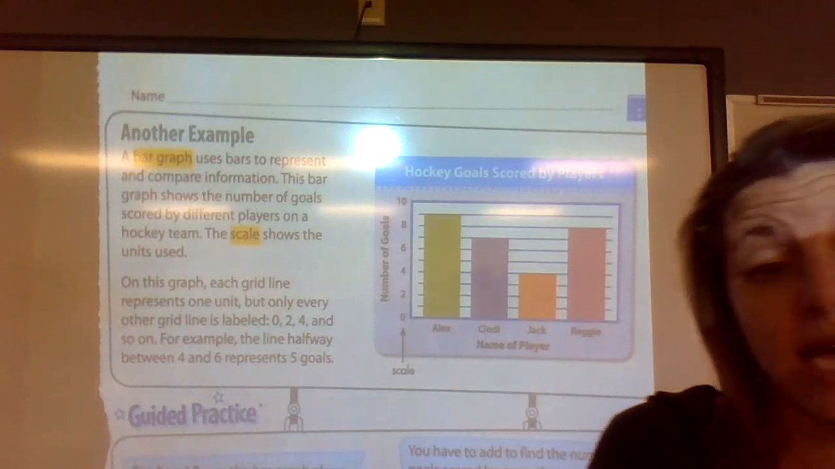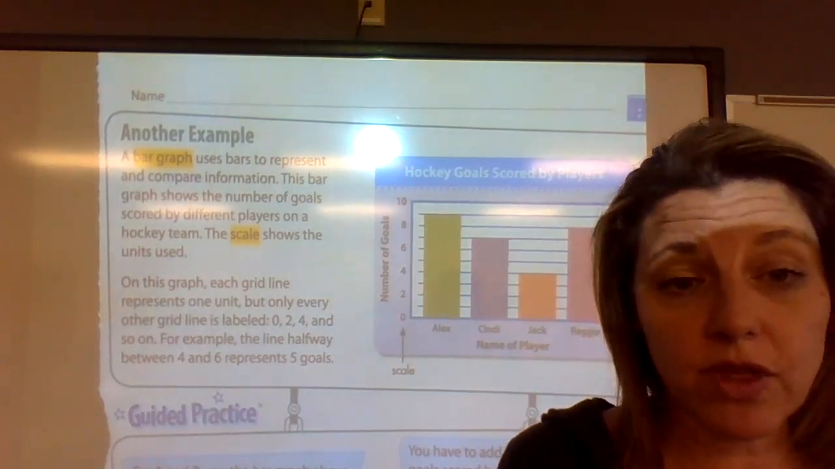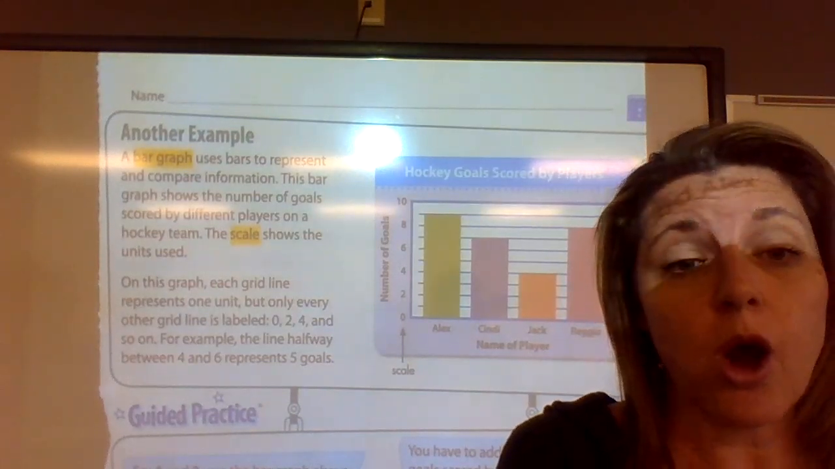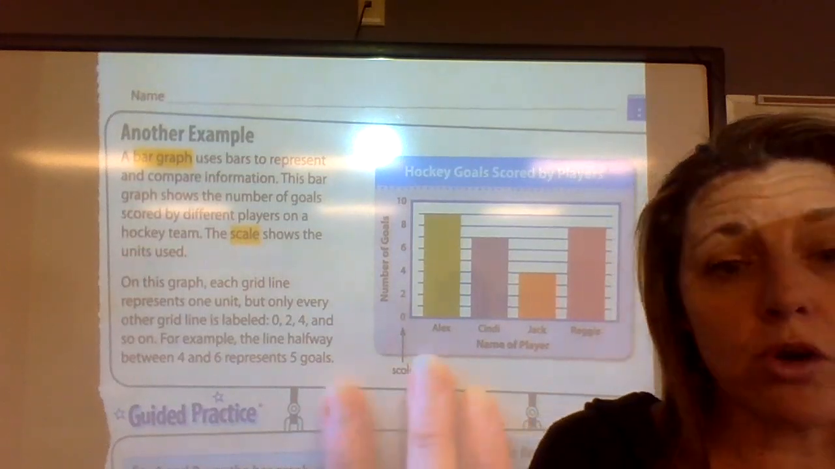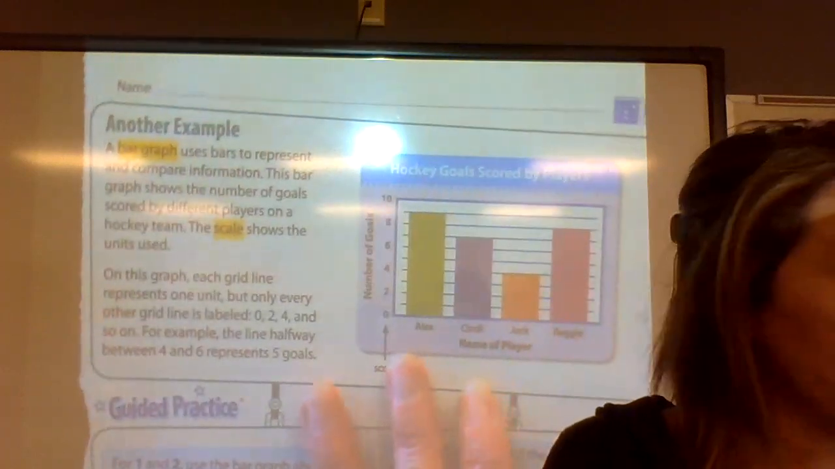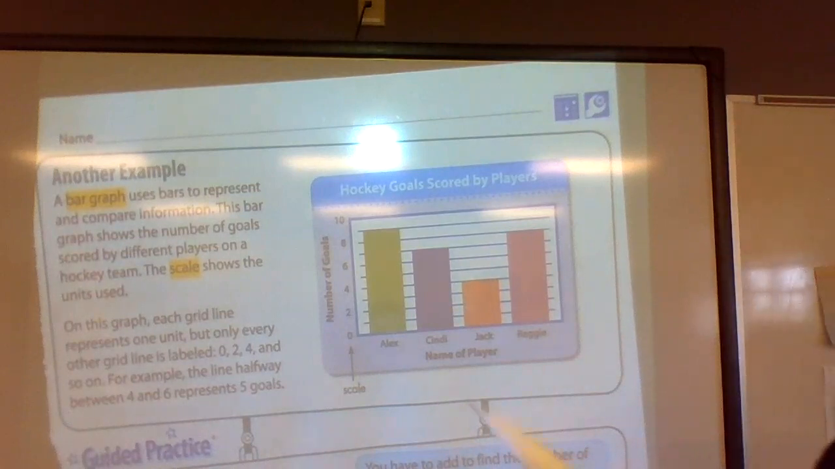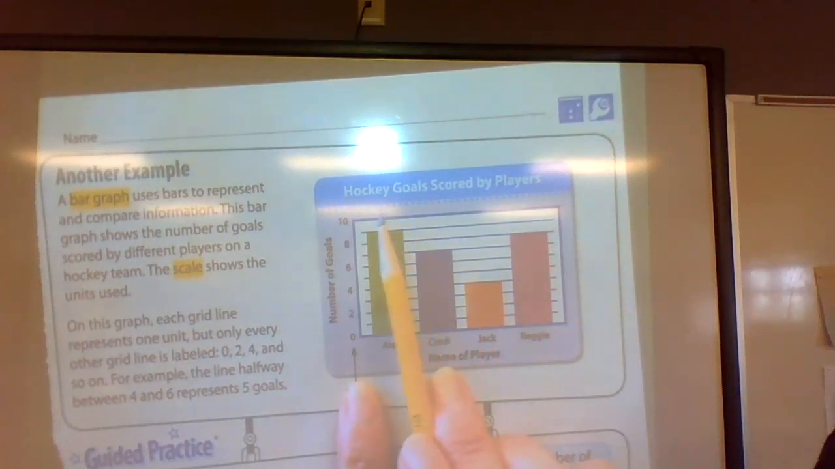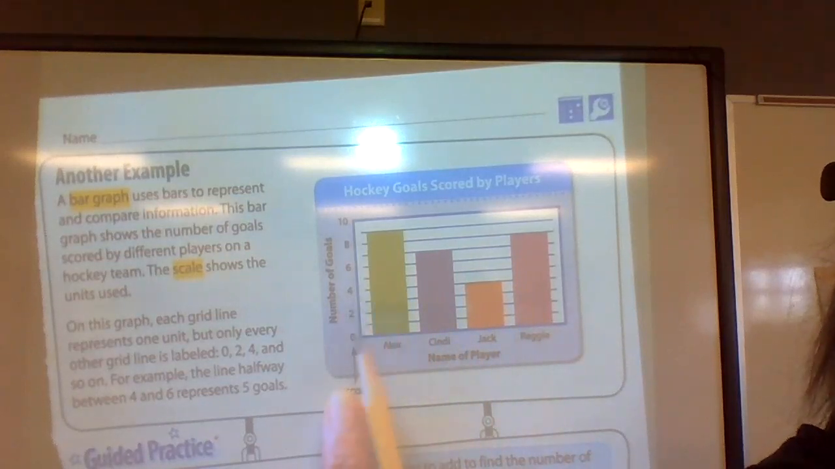So the thing that I ask you to do for graphs and charts is to label it. If you remember everything that we've talked about, we've labeled our dot plots, we've labeled all of our graphs and charts. So on a bar graph, we are going to label our data. And so that when we are asked questions about it, we have our numbers handy. So on here it says this is hockey goals scored by players. Again, remember we look at our unit, the number of goals and how they're listed and how they're labeled. And then this is the name of the player.